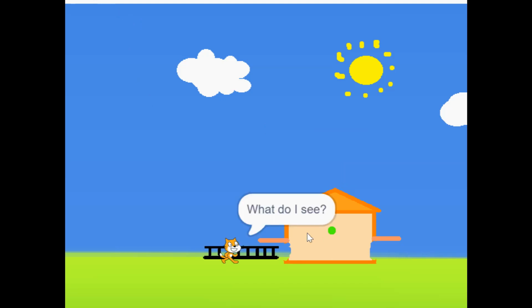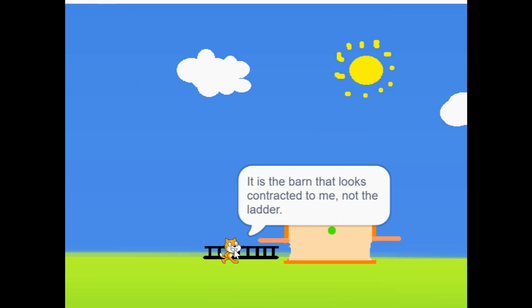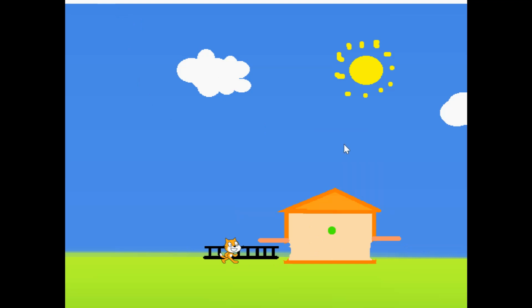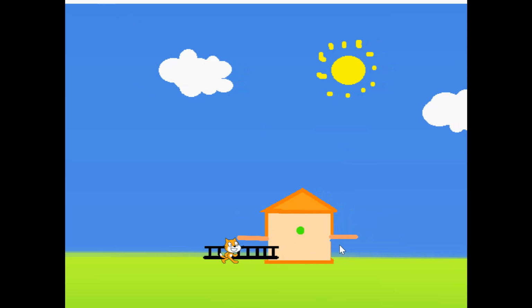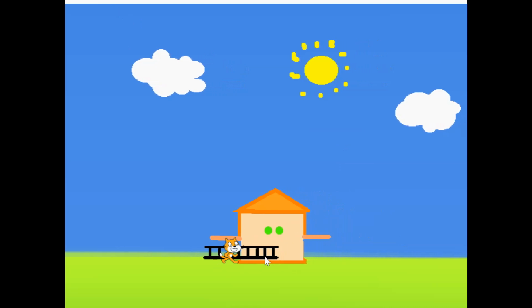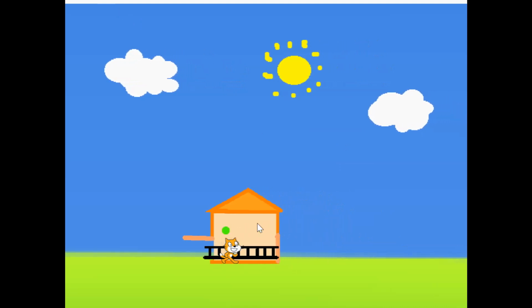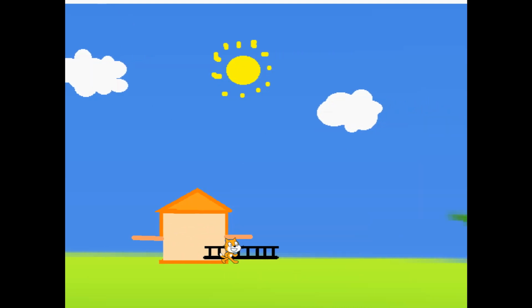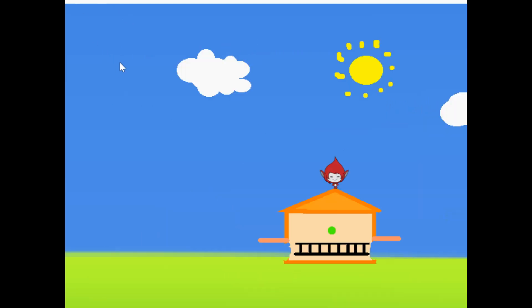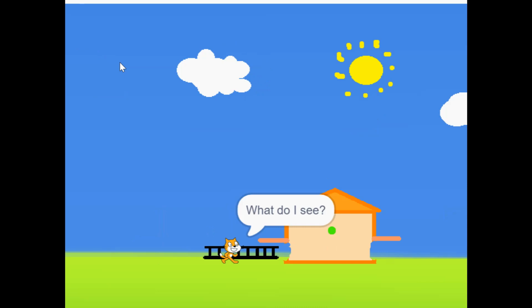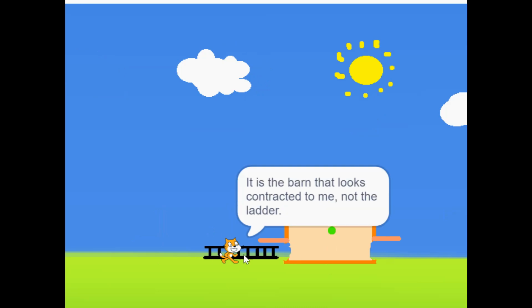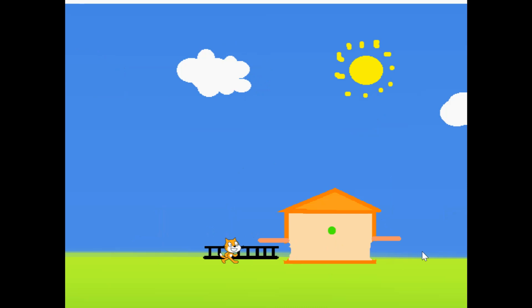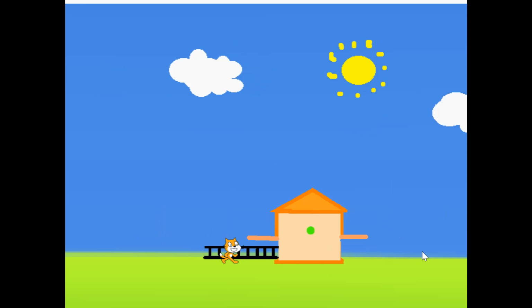Now, here's an observer carrying the ladder. So they're saying the barn looks contracted to them because from their perspective, it's the barn that's moving. Okay, they can measure the ladder properly, but they can't measure the barn without adjusting their measuring device. Let's watch it again because I was talking a lot there. So the barn's going to move. This person sees the barn as being contracted. So now the ladder shouldn't fit.